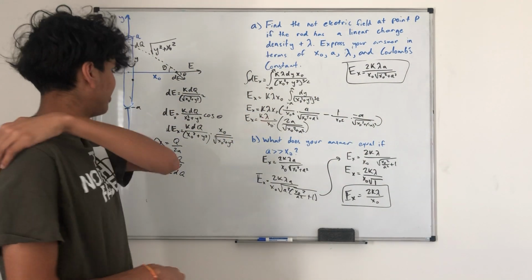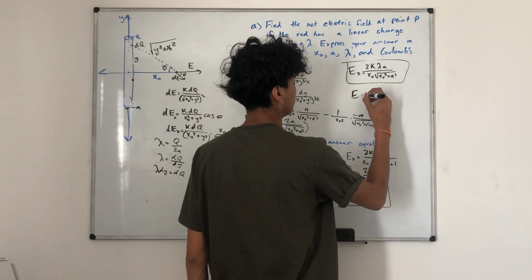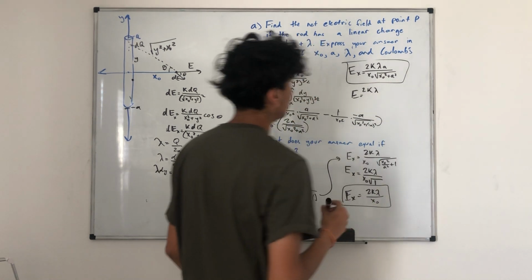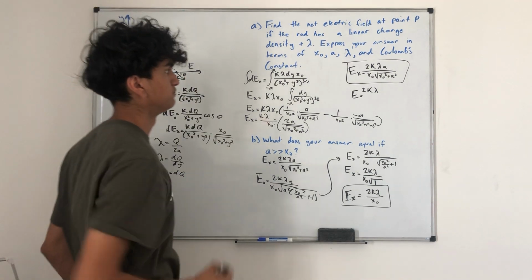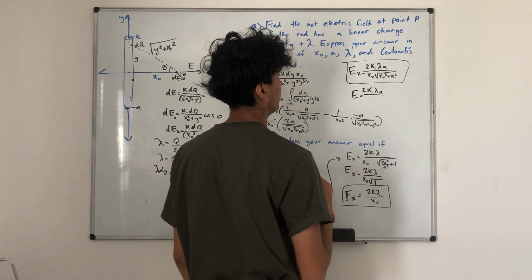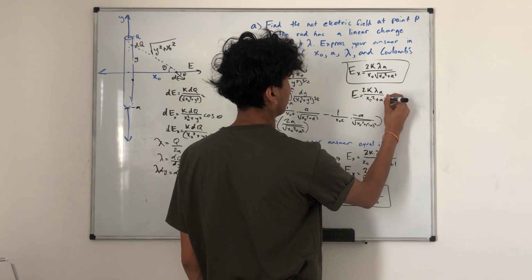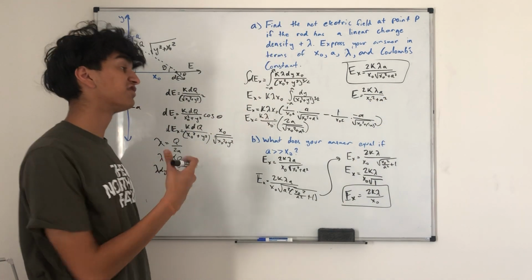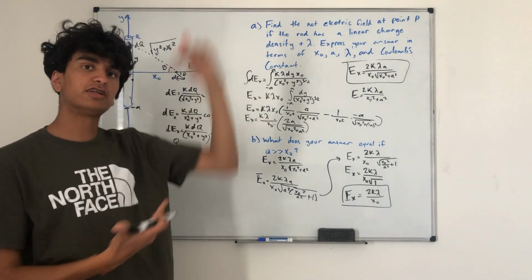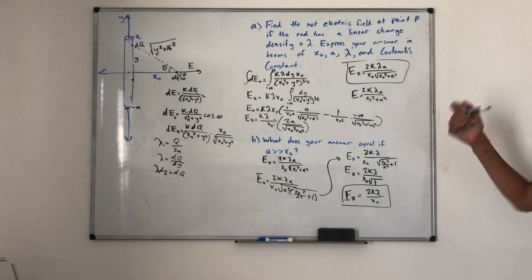So you can even imagine if we just used Coulomb's law for a point charge, where E is equal to, we'd get 2k lambda a over x naught squared plus a squared. It's not exact. That was sort of close, but you could tell it was not exact, right? So when you have these linear charge densities, you really have to be exact. It's not as simple as a point charge.